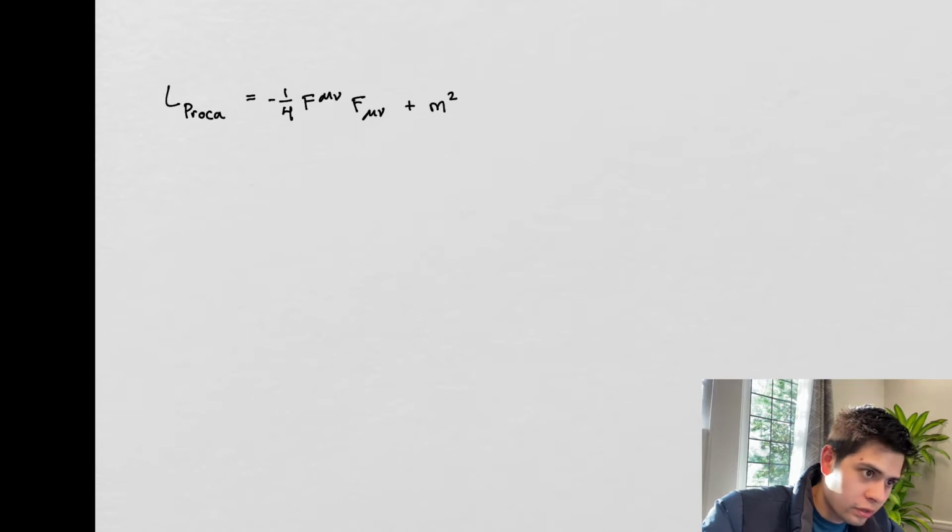So our Lagrangian here, I'm going to do this in black. Our Lagrangian, this is the Proca Lagrangian, is equal to minus 1/4 F mu nu, F mu nu, plus M squared A mu, A mu.